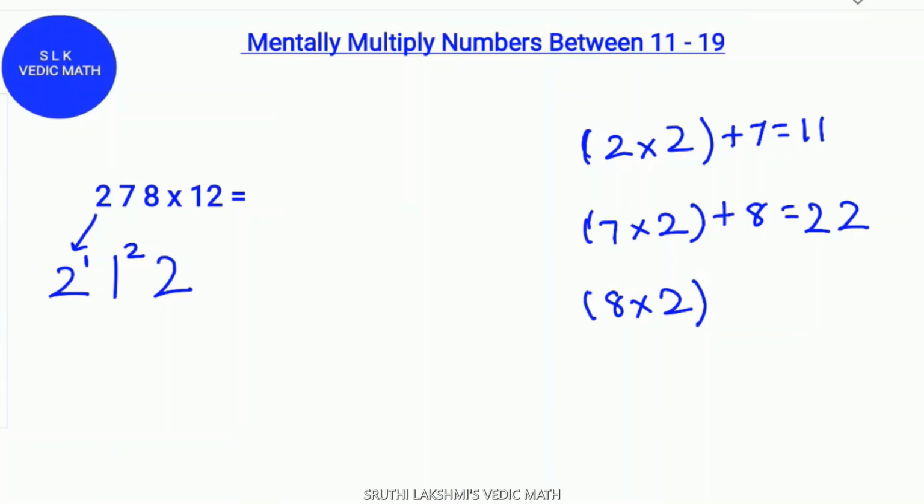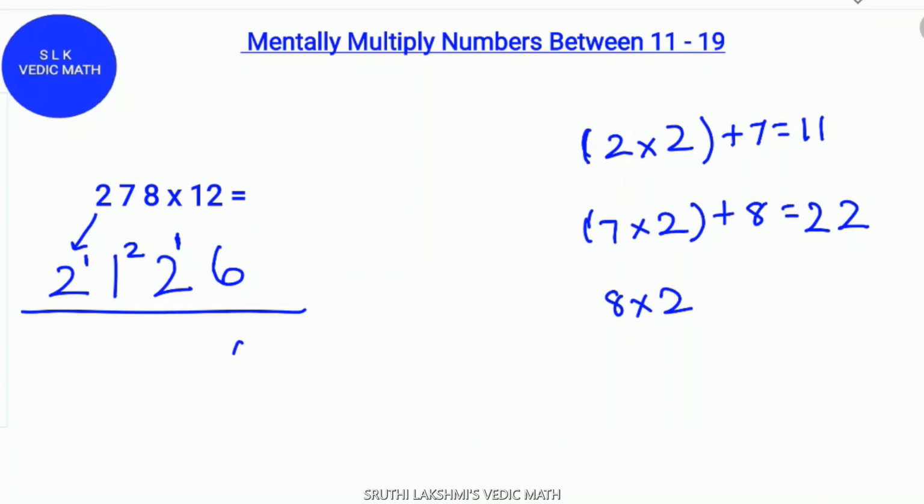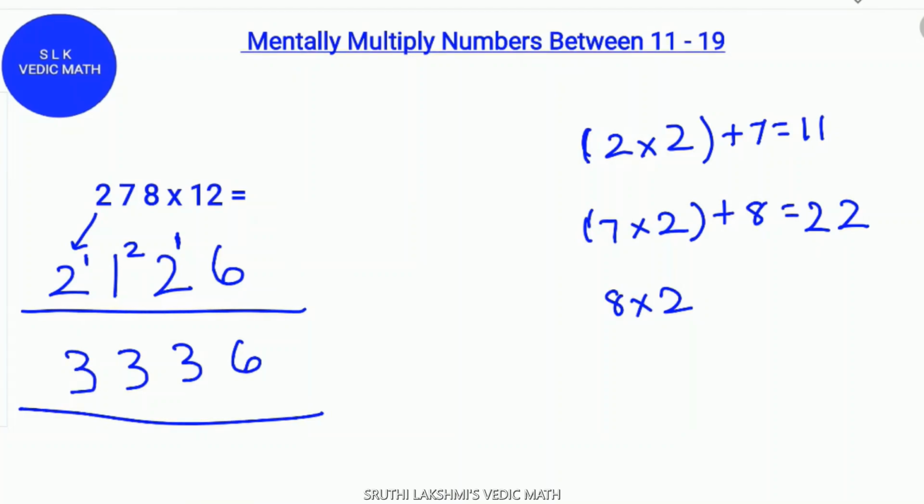Since there are no digits, we do 8 times 2, which is 16. So we write down the 1, carry the 1 and write down the 6. Next we add the carry. So 6, turn 6 as it is, 2 plus 1, 3, 1 plus 2, also 3, and 2 plus 1 is also 3. So 278 times 12 is 3336.